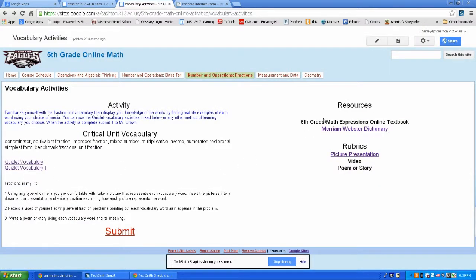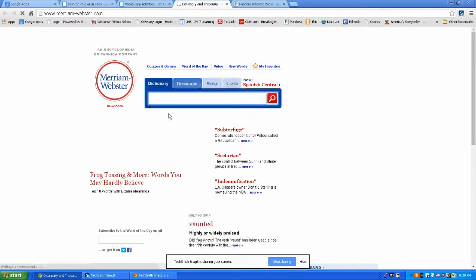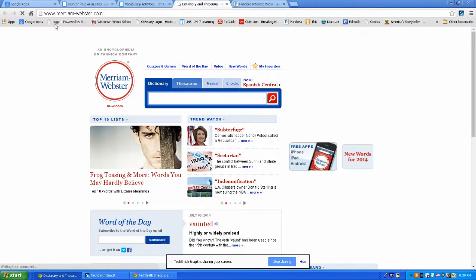Then there are resources. I have the fifth grade Math Expressions. That's their online textbook. I do not have the link for that yet. I need to talk to Mr. Brown and get the link to that. I have a link to the Merriam-Webster so that students can check the words if they're not sure of the definitions.